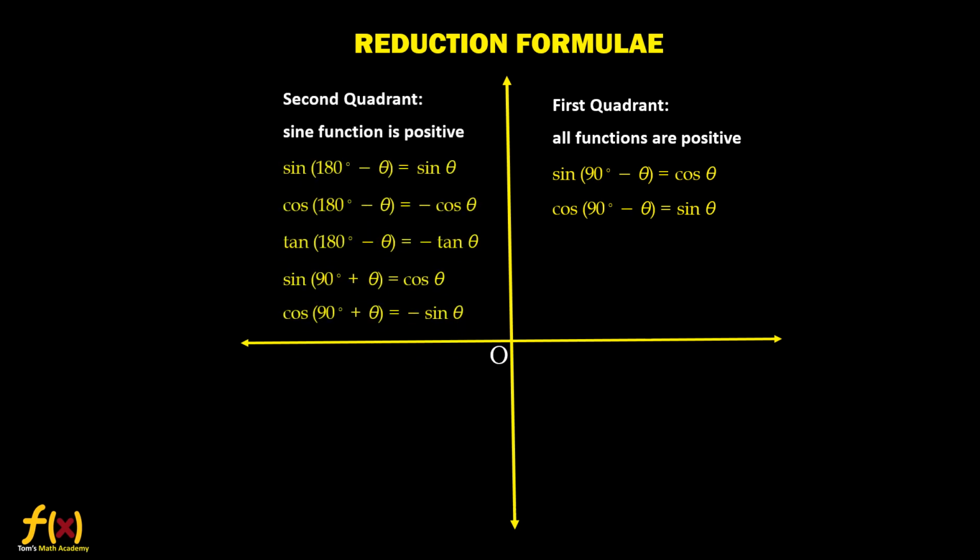Sine of 180 minus theta. 180 minus whatever it be. Even if it is 179, we know that it is in the second quadrant. So we know that in the second quadrant, the sine function is positive. So we put the sine there, and then we get positive sine theta. But cos will be negative, tan will be negative. Sine of 90 plus theta, where is that?